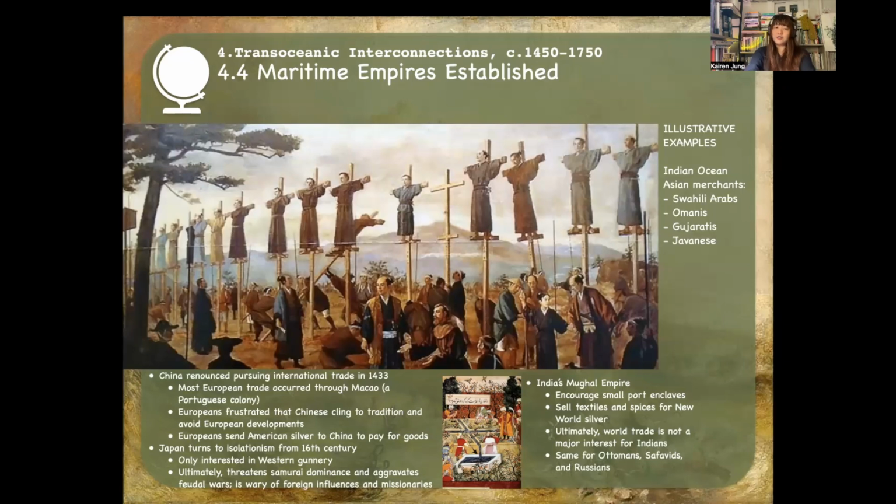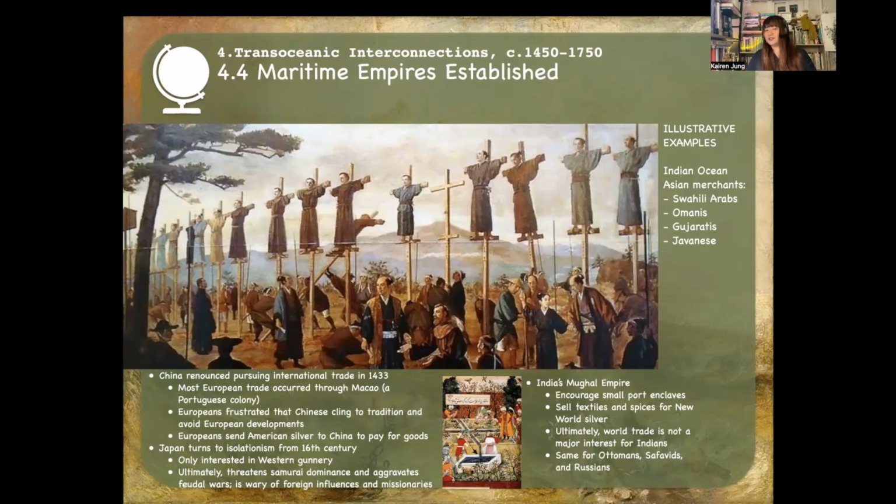Now, China actually renounced pursuing international trade in 1433 altogether, and most European trade after that occurred through Macau, which was a Portuguese colony. The Europeans were frustrated that the Chinese were clinging to tradition and trying to avoid European developments. The Europeans sent American silver to China to try to pay for the goods, and then Japan started turning to isolationism from the 16th century.